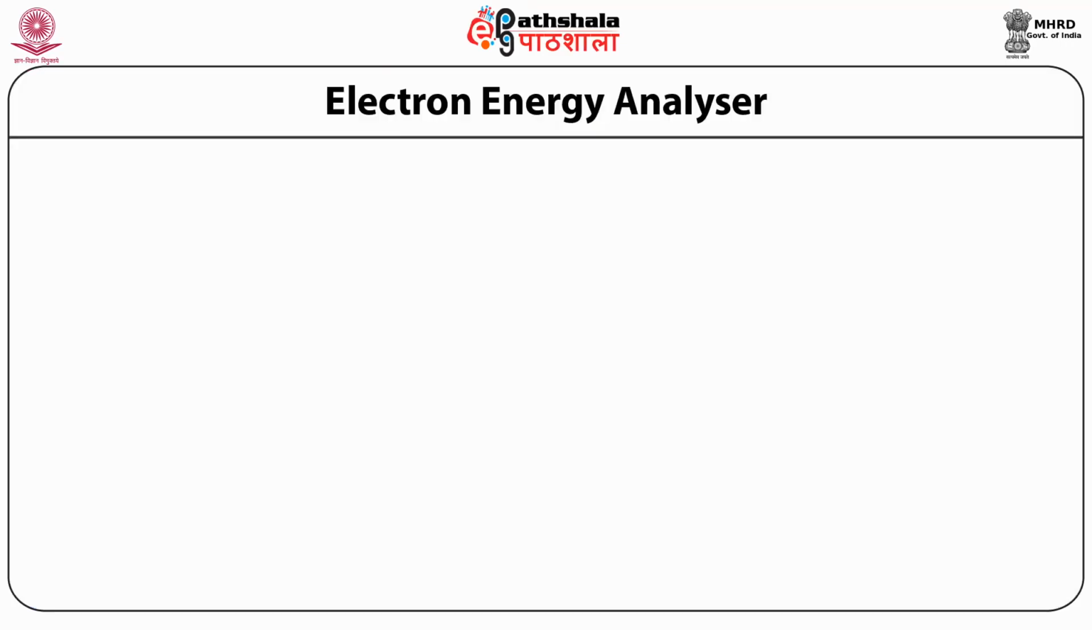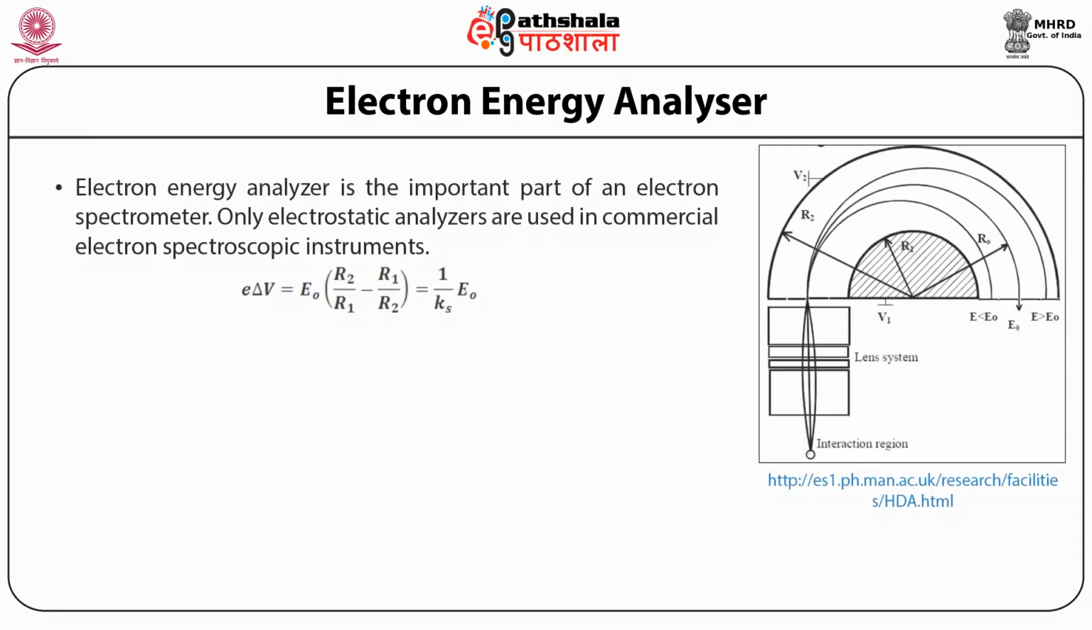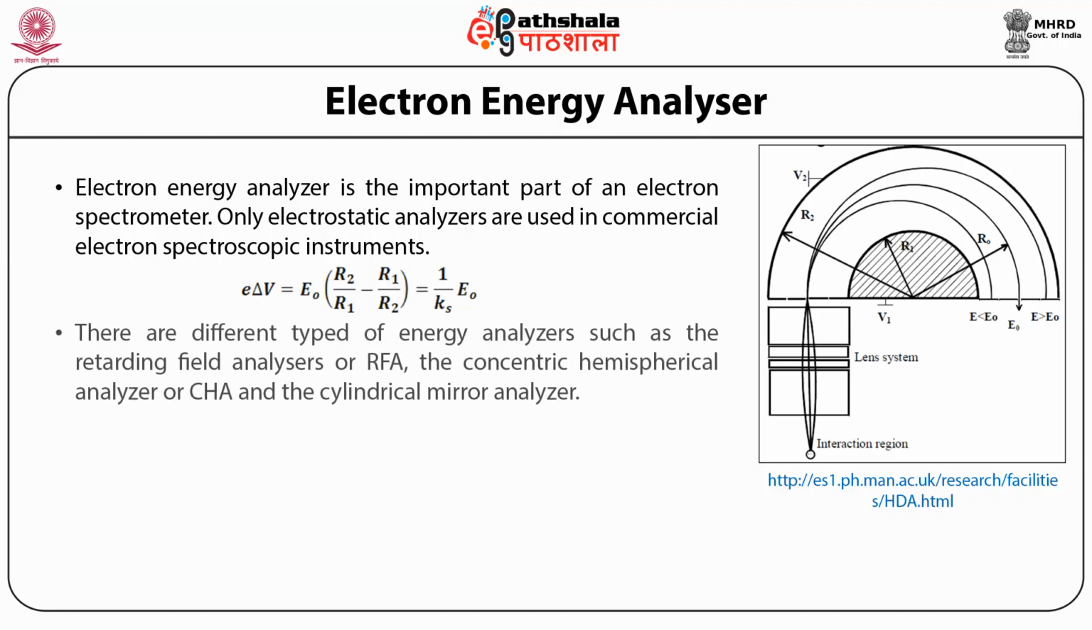Now about the electron energy analyzer. The electron energy analyzer is the important part of an electron spectrometer. Only electrostatic analyzers are used in commercial electron spectroscopic instruments. There are different types of energy analyzers such as the retarding field analyzer or RFA, the concentric hemispherical analyzer or CHA, and the cylindrical mirror analyzer. CHA is also called the hemispherical analyzer.